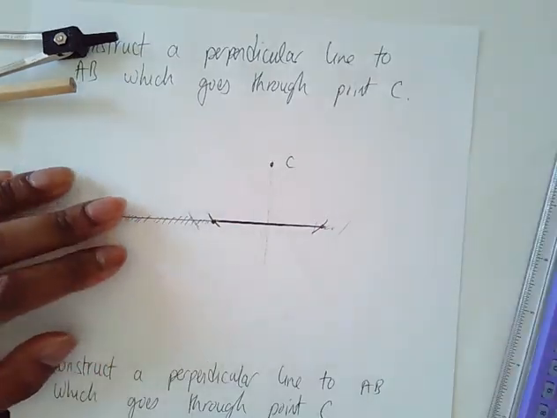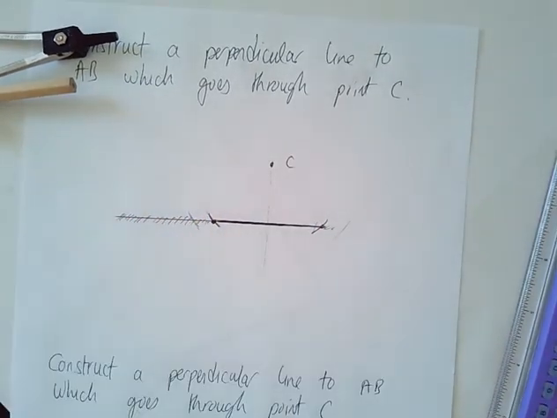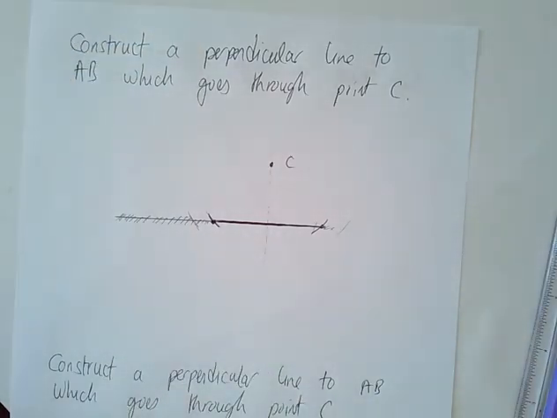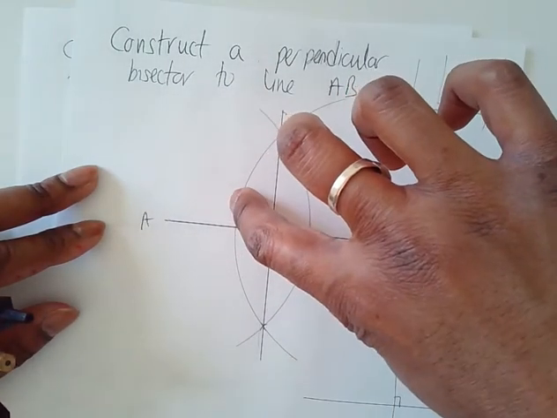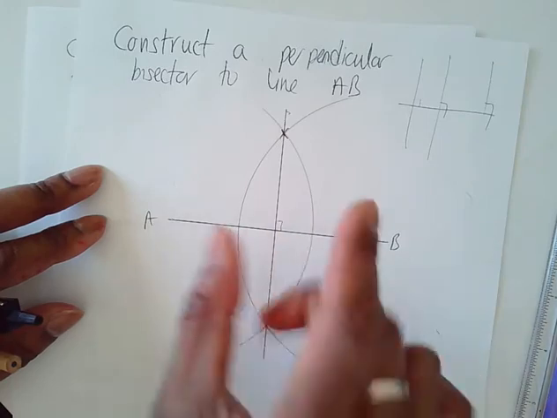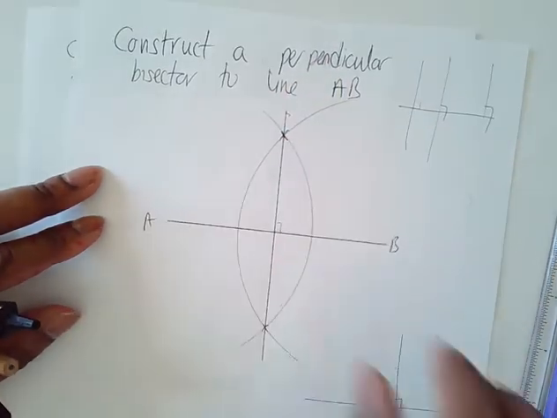There, that's what I've got. This question now becomes very similar to the one we did just a while ago. Remember what we did with the first one? We put the needle on one end and make sure it's more than halfway. Take it to the other side, keep it the same size, and draw the arc.